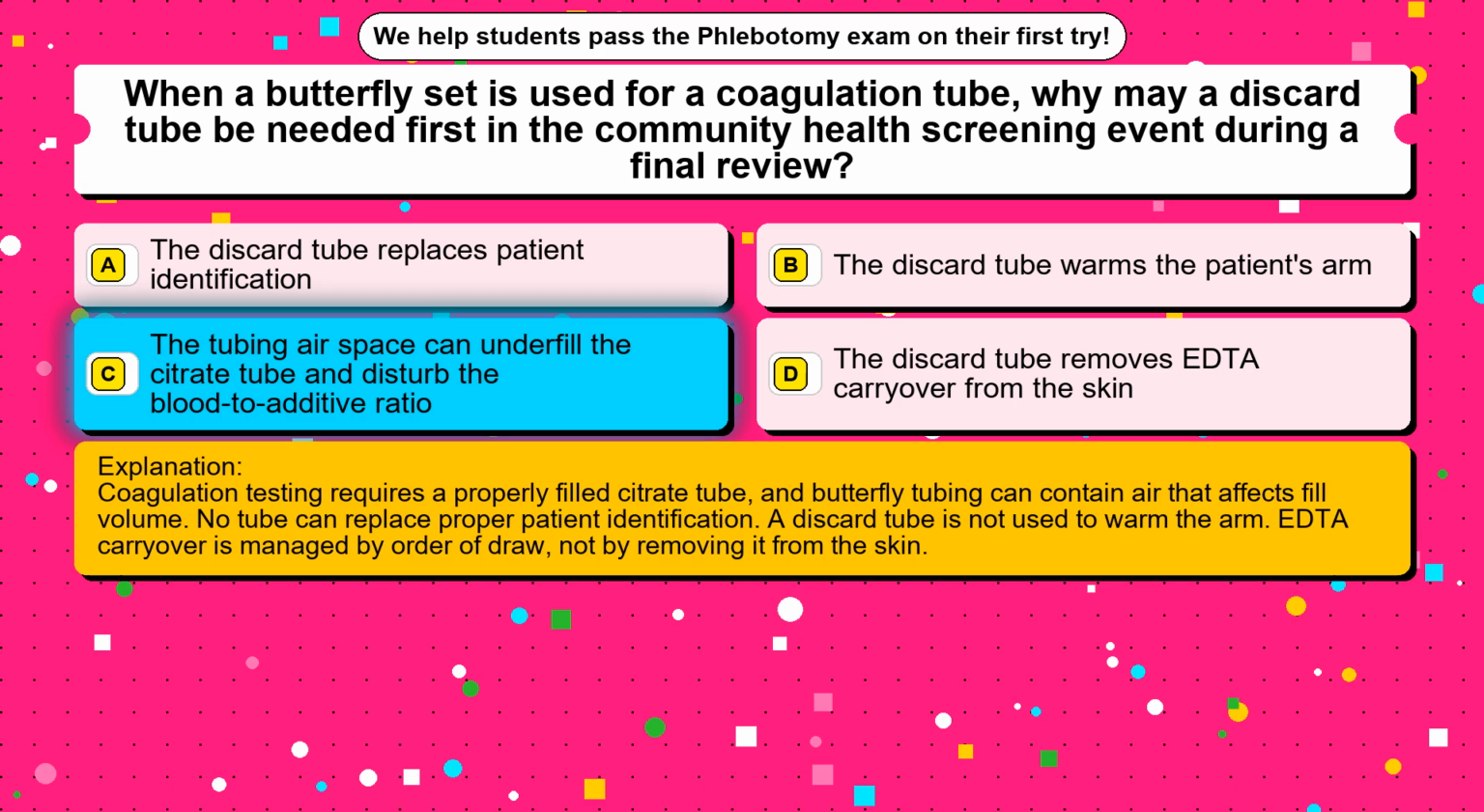Coagulation testing requires a properly filled citrate tube, and butterfly tubing can contain air that affects fill volume. No tube can replace proper patient identification. A discard tube is not used to warm the arm. EDTA carryover is managed by order of draw, not by removing it from the skin.